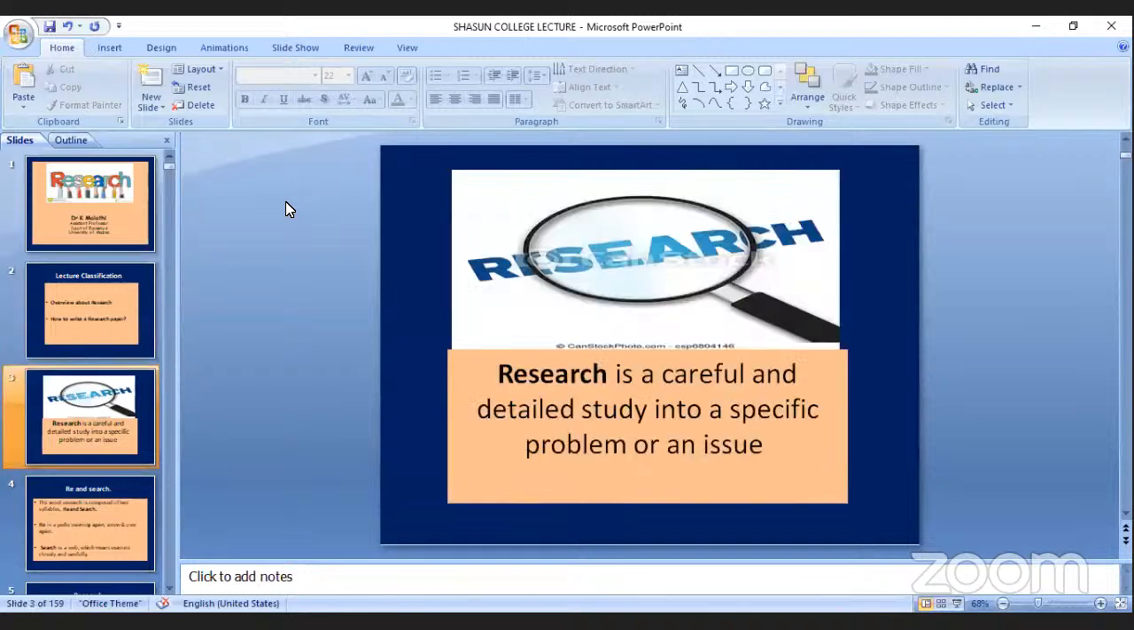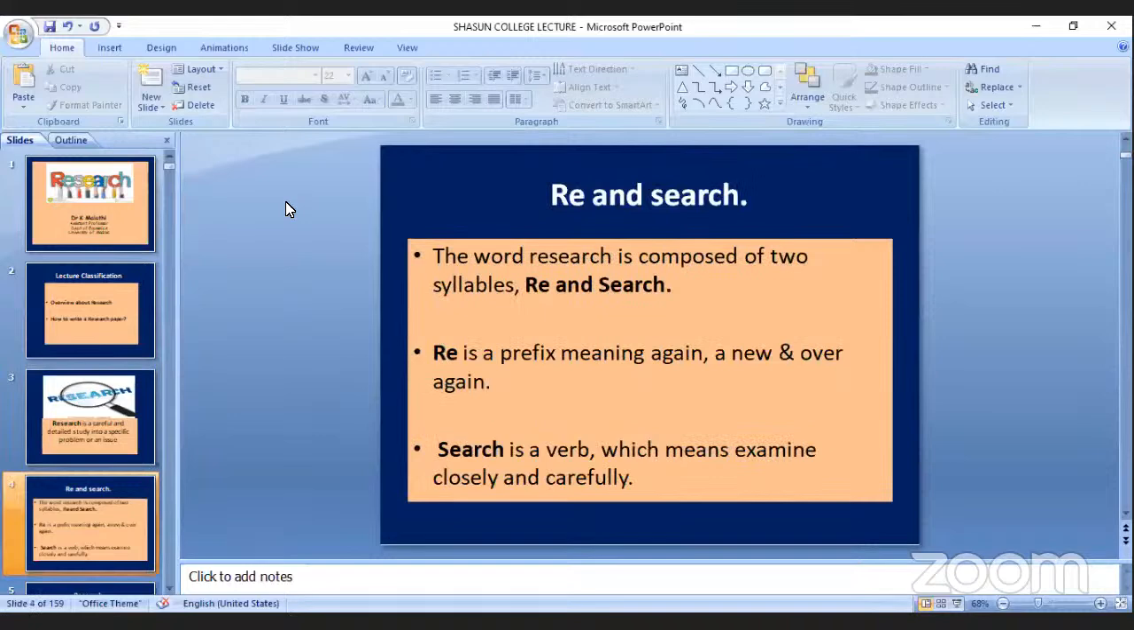So first, what is research? I think all of you will know what research is. Research is a careful and detailed study into a specific problem or an issue. You want to study something, an important problem or important issue you're taking, no? So you have to do careful research. If you want to study a certain problem, you have to do research.